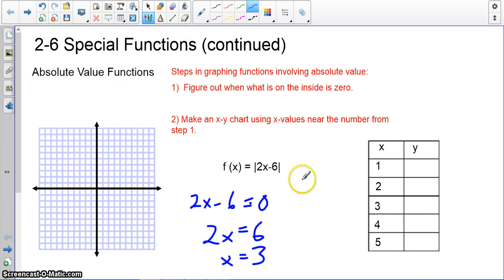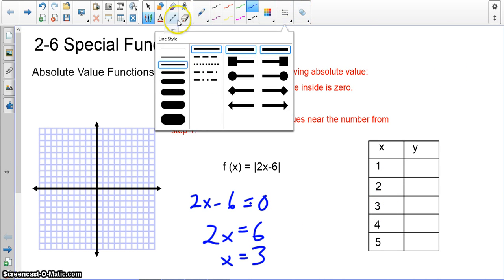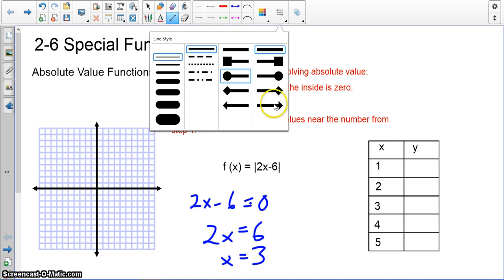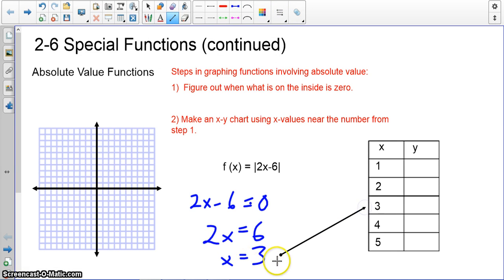And so, oops, I kind of spoiled it over here. What you'll then do is use an XY chart, making sure that it's centered around the number you just got here. So the reason why this middle number is a 3 is because of what you got here.